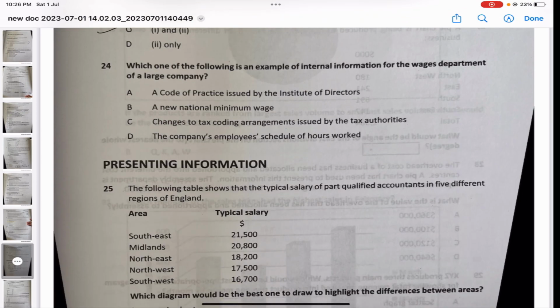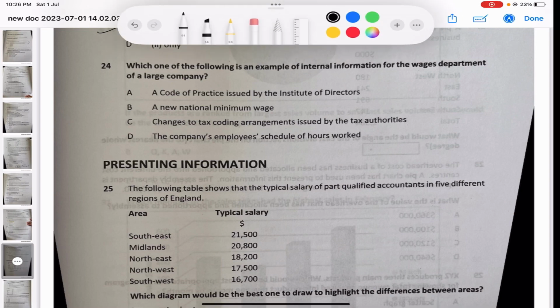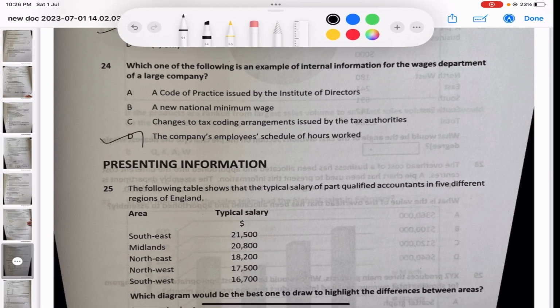Which one of the following is an example of internal information for the wages department of a large company? Okay, internal information. A code of practice issued by the Institute of Directors, that would be external information. A new national minimum wage, external information. Changes to tax codings issued by the tax authorities is external. Company employee schedule of hours worked, this would be internal. So my answer is D.